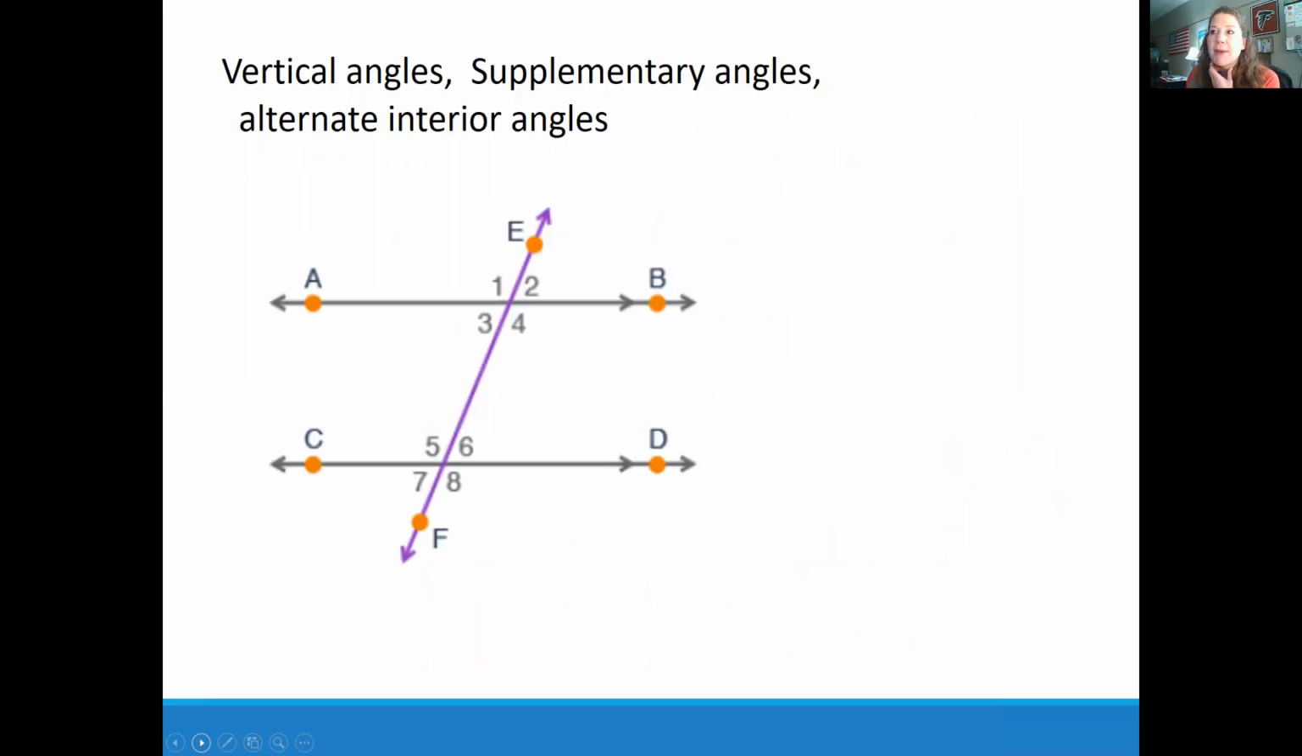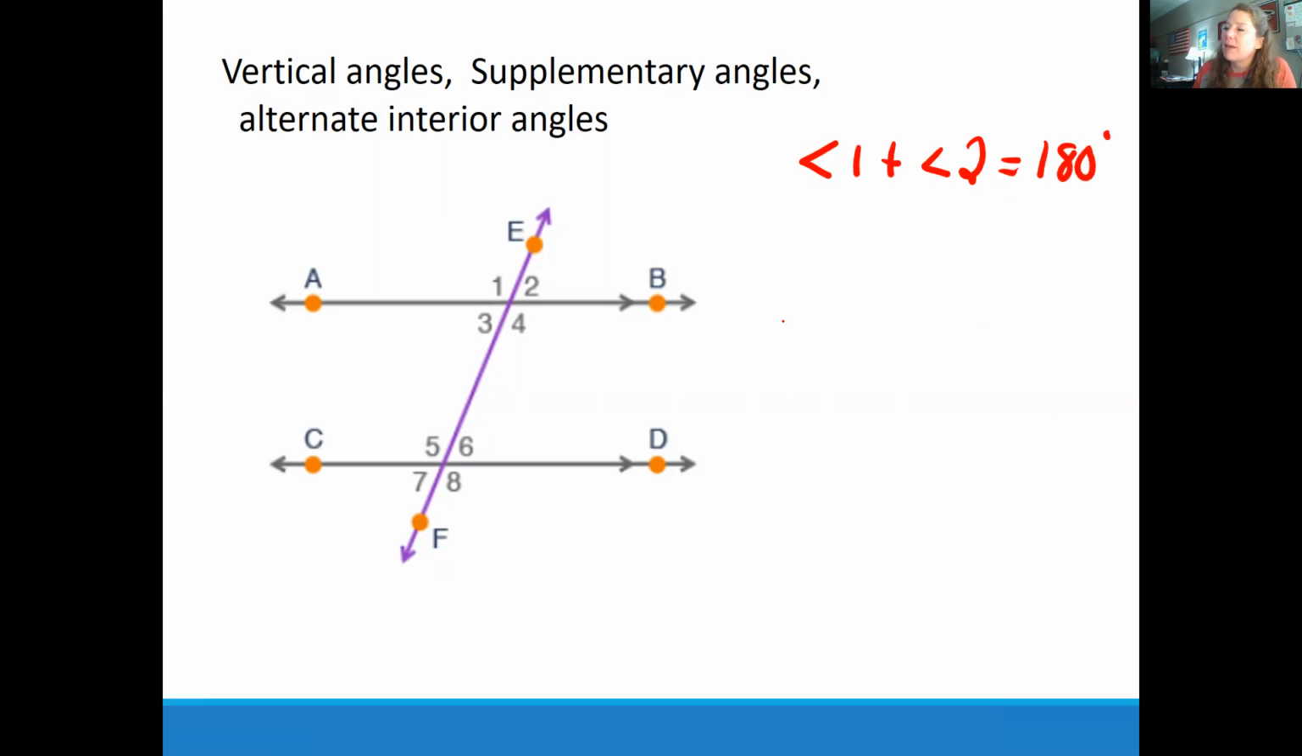All right, going on past dilations, now we're going to have some vocabulary terms. Now these are just 3 of the vocabulary terms. You have, I think, a total of 6. So vertical angles, supplementary angles, alternate interior angles. So your angle pairs are either going to be supplementary, which means that 2 angles added together is equal to 180 degrees, or they're congruent, okay?